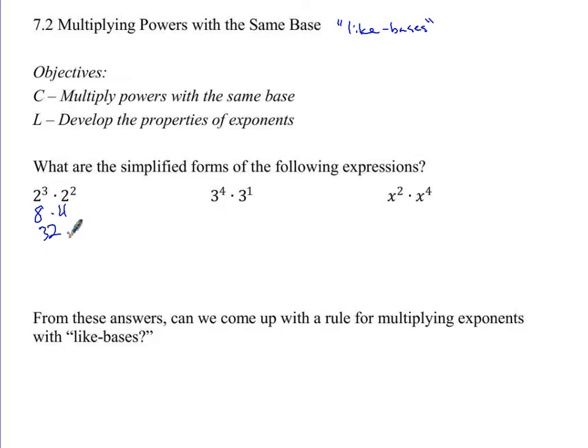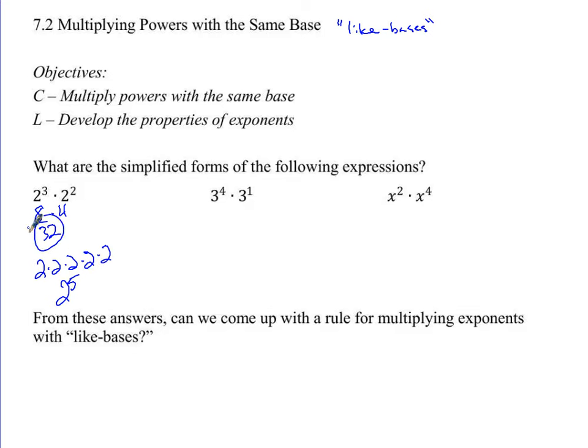Another way that you could do that problem is you could write out 2 times 2 times 2, because 2 to the third is 2 times 2 times 2, times 2 squared is 2 times 2. So now I have 2 times 2 times 2 times 2 times 2. Which if I wrote that using exponents would be what? 2 to the fifth. And what is 2 to the fifth power? 32. So we get 32 either way.